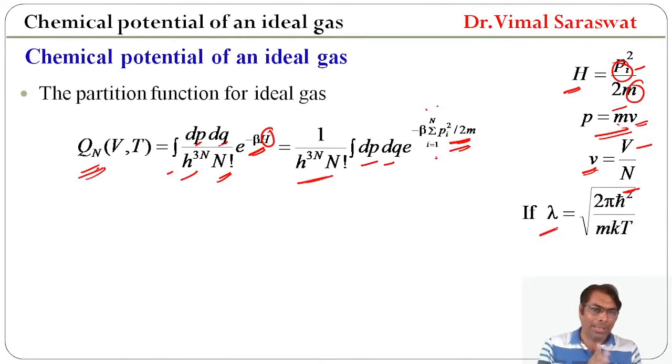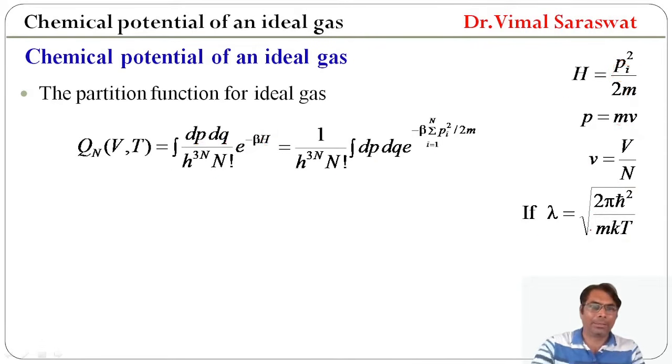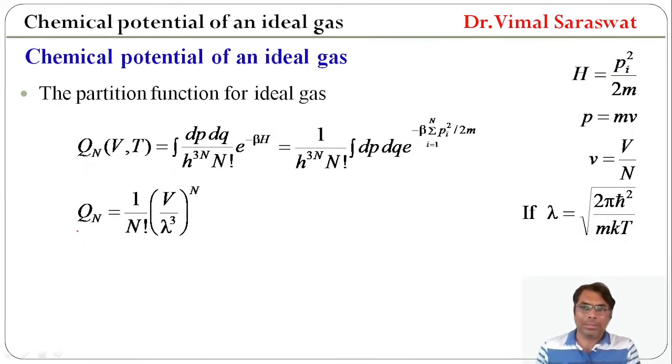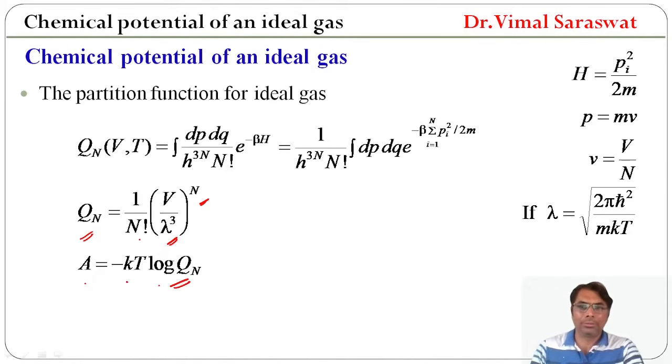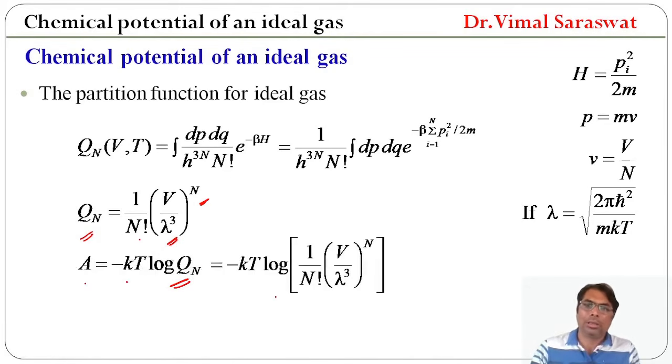If lambda is equal to root of 2 pi h cross squared upon mkT, then Q_N is equal to 1 upon factorial N times v upon lambda cubed whole power N, and A equals minus kT log of Q_N. Now, if this Q_N is replaced with this one, then A equals minus kT log of 1 upon factorial N v upon lambda cubed whole power N.